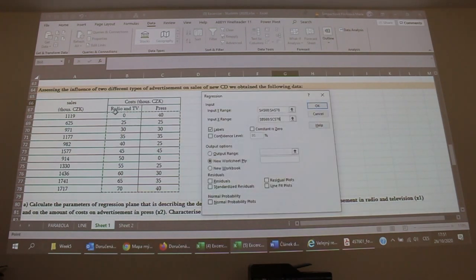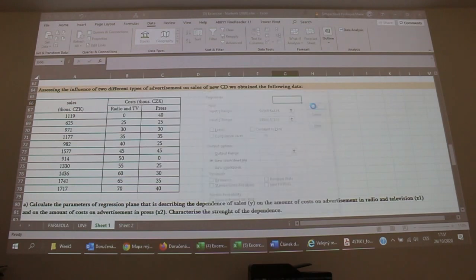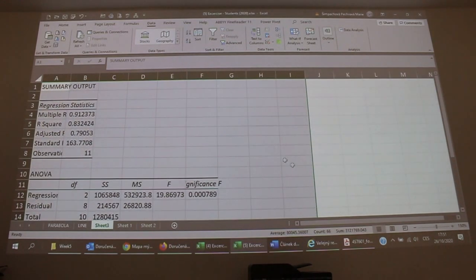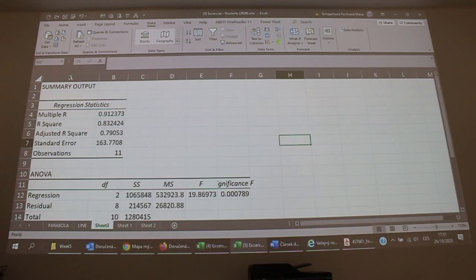Can you see I did not select the labels? I did not select the labels, so I must unselect labels. I selected only the numbers, yes? This is very important. And that's all, yes? Click on OK and you will see results.